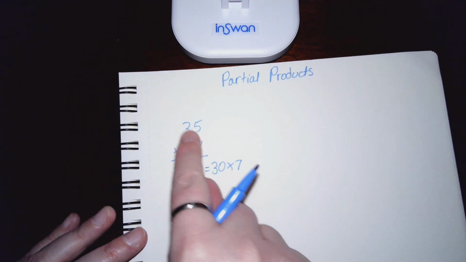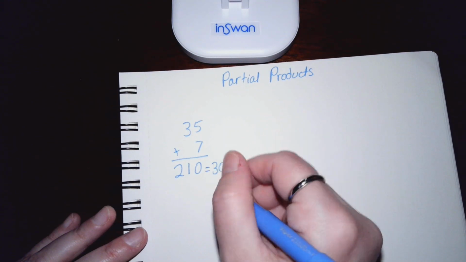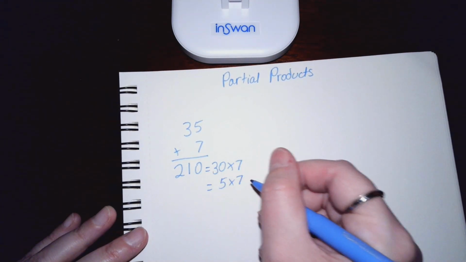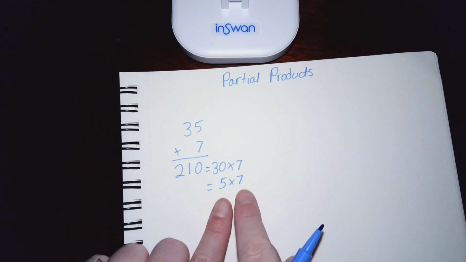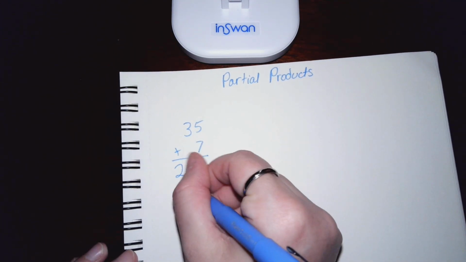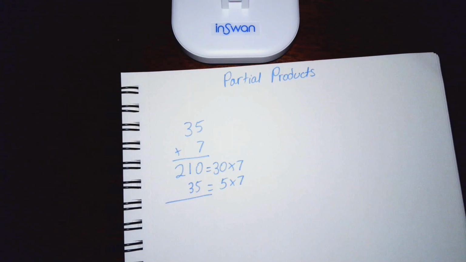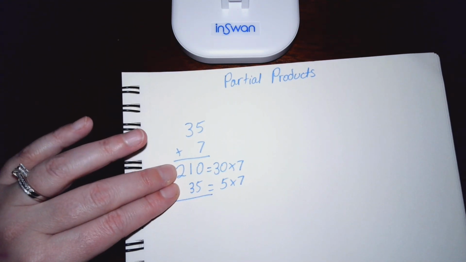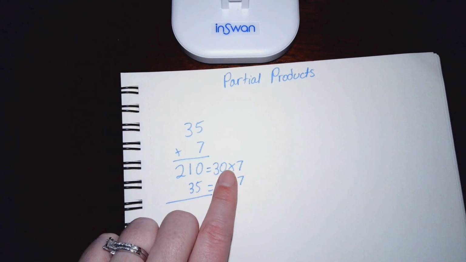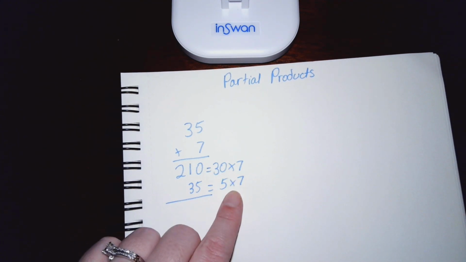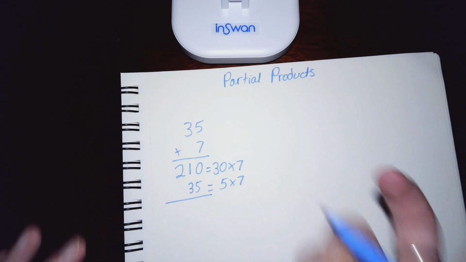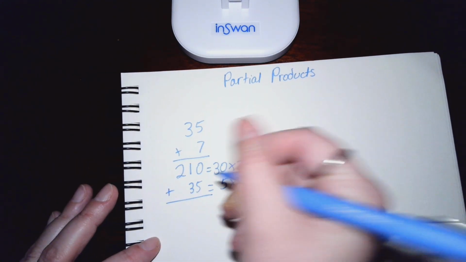Okay, so I did the 30 times the 7. Now I'm going to do the 5 times the 7. Okay, so 5 times 7 is 35. If you were watching the previous lesson, you will know we call these partial products because we multiplied part of the multiplication problem and then another part. So I have two partial products. How do I find my final product? I have to add my partial products together.